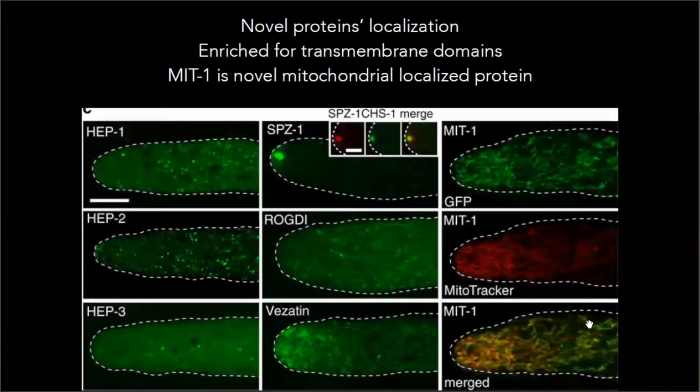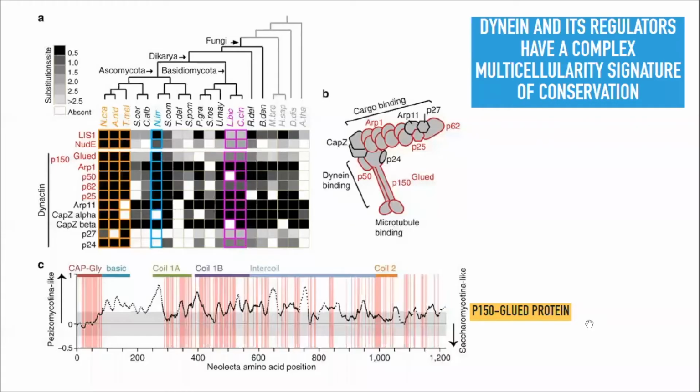For example, some of these proteins, the details aren't so important, but we can look at where they localize to and see that many of them are enriched for transmembrane domains, and some of these have novel localization or a novelly associated protein with mitochondria. So the take home is, this is more of a framework for it, to try to use this approach to prioritize genes that might be important in that process.